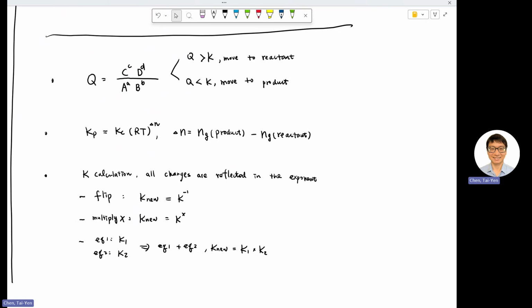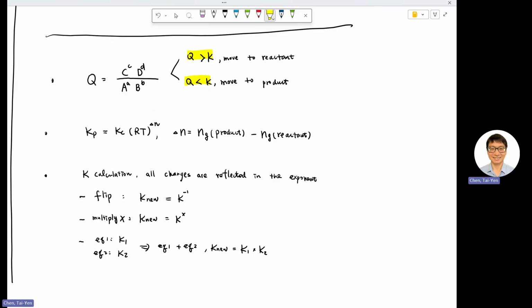Okay, then you should know what it means. If Q is larger than K, it means you have more product than at the equilibrium state, right? That means the reaction wishes to move to the reactant side so that it has a chance to reach equilibrium. Okay, equilibrium is the endpoint of all reactions, right? So whatever your Q is, your reaction needs to move in a direction that makes it look more like K. Okay, so that's a concept that you must have.